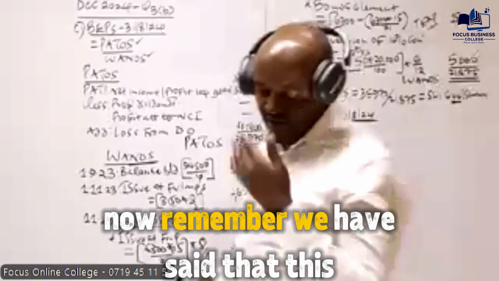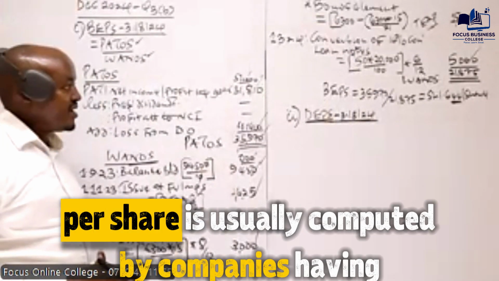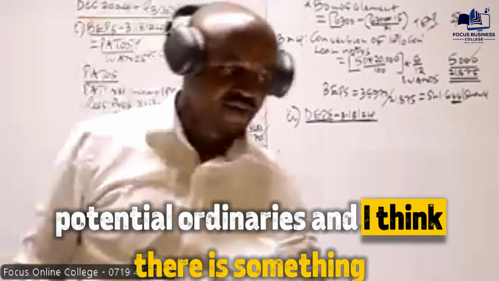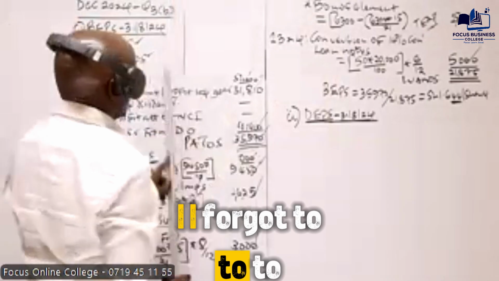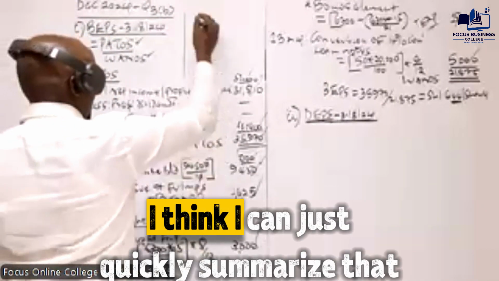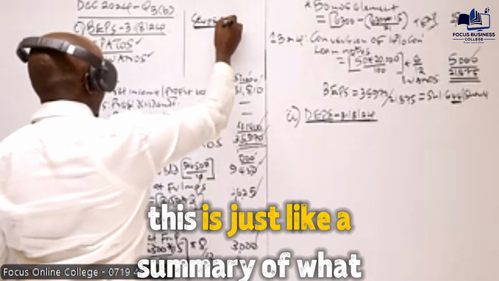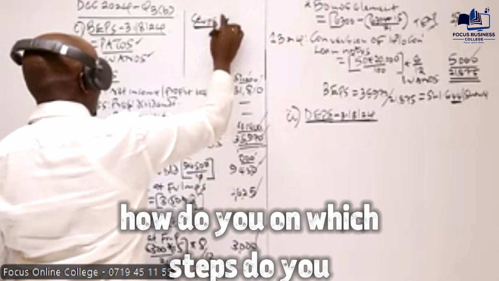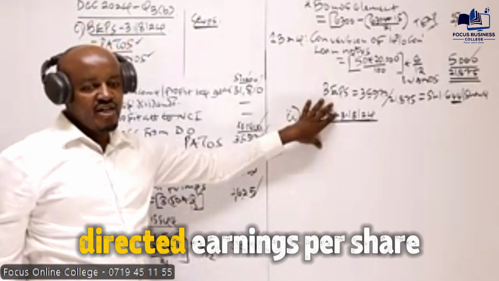Now, remember, we have said that this diluted earnings per share is usually computed by companies having potential ordinary shares. And I think there is something I forgot to explain, or in other terms to discuss in relation to this, but I think I can just quickly summarize that here. This is just like a summary of what we have discussed. Which steps do you use in computation of diluted earnings per share?